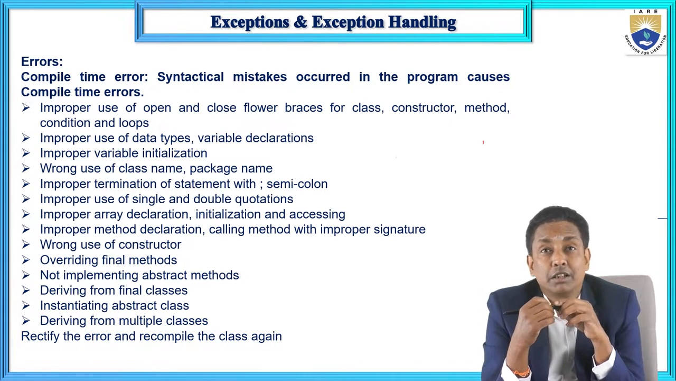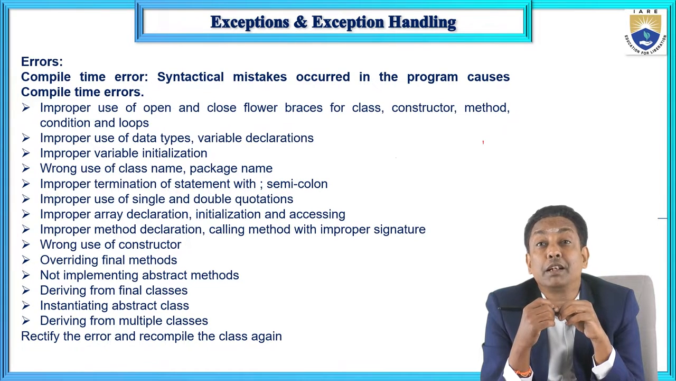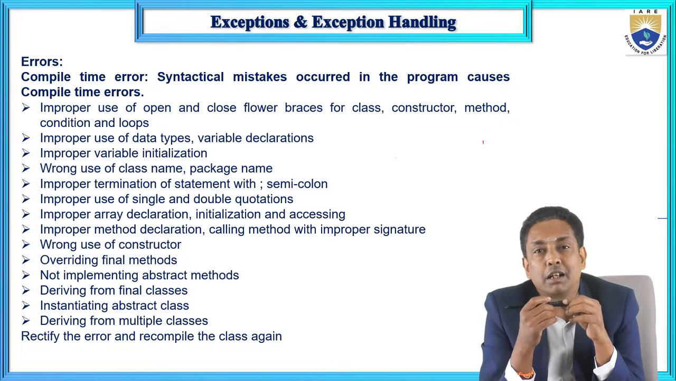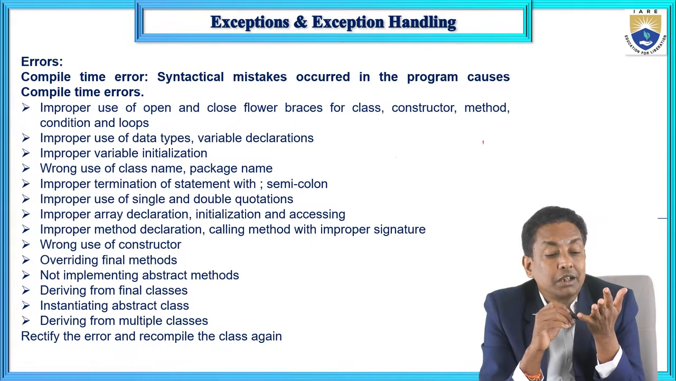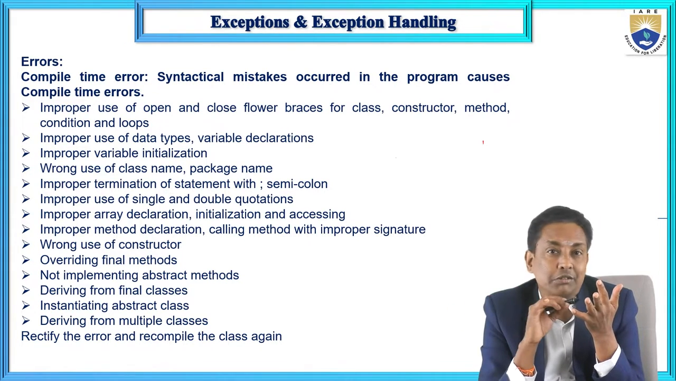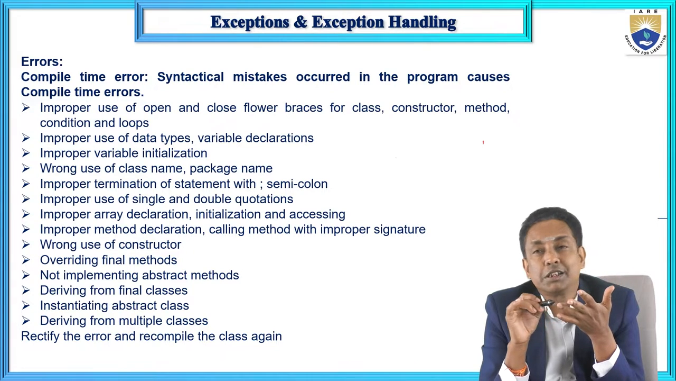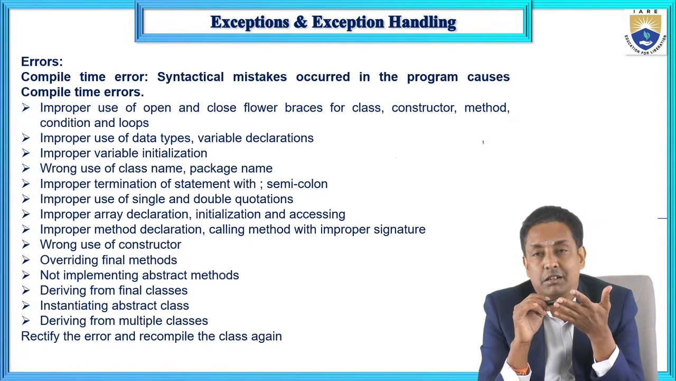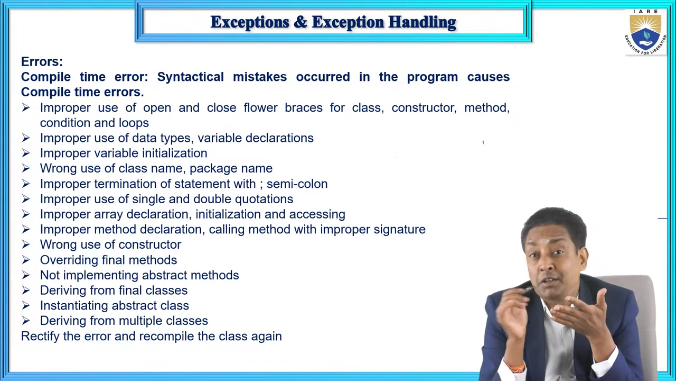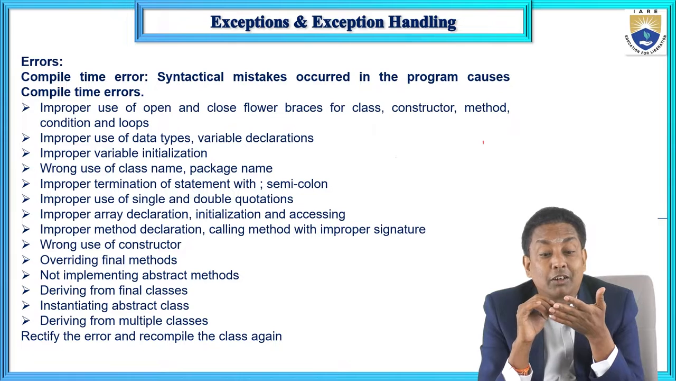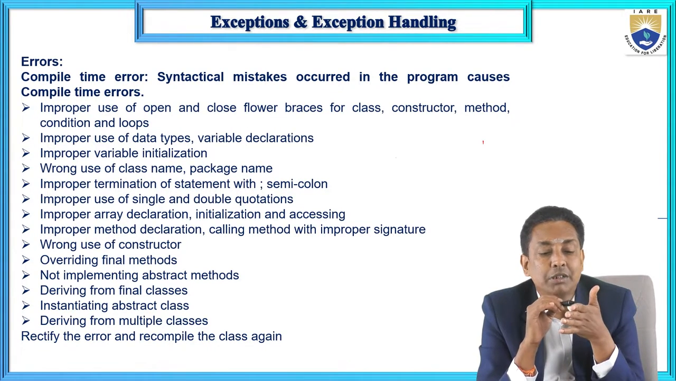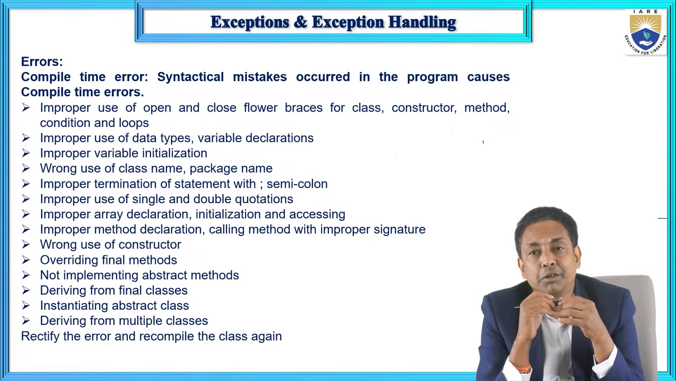Improper termination of a statement with a semicolon symbol. Which statements are terminated with a semicolon? Variable declarations are terminated with a semicolon. Variable initializations are terminated with a semicolon. And any statement written, like System.out.println or any object.method calling statement, all method calling statements should end with a semicolon. All object creations must end with a semicolon.